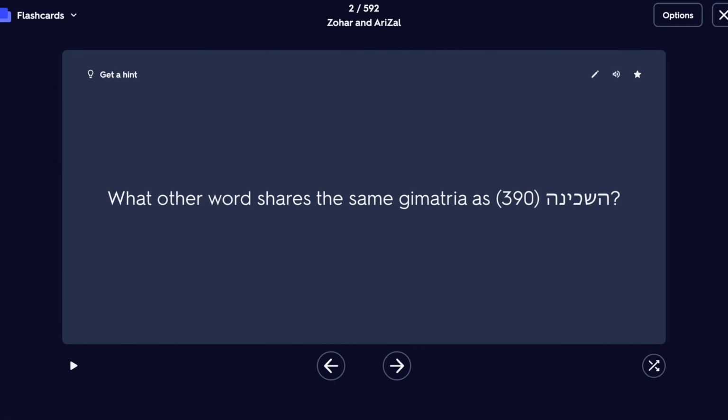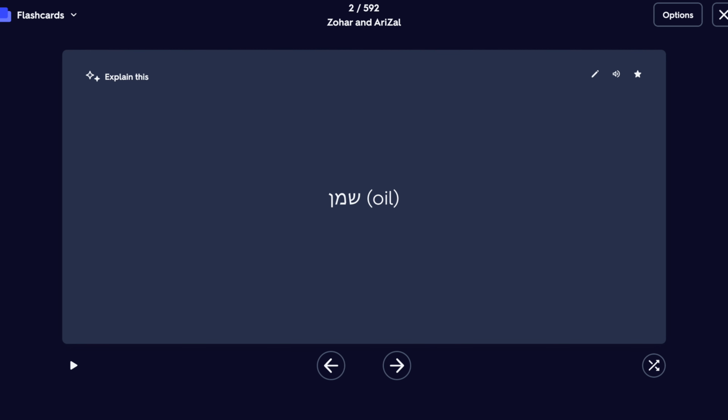But imagine applying this idea of gematria to the entire Torah, to all the concepts in Kabbalah, to all the words in Hebrew. They're all interconnected. So it's saying, what is another word that shares the same numerical equivalence, mathematically, as the word Shekhinah? Let's take a look at the answer. Shemen, oil. The concept of oil, which is spelled Shin Mem Nun, 300 plus 40 plus 50 equals 390.